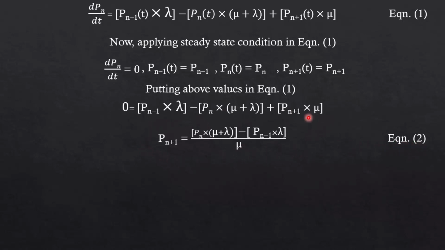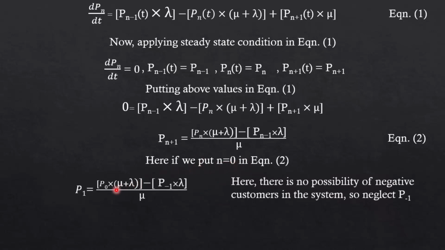Now in this equation 2, let us put the value of n equal to 0. If we put n equal to 0, we will get the equation as P0 plus 1, that means P1, times mu, plus 1 minus P0, P minus 1 into lambda by mu. So this is the equation when we put n equal to 0. Here there is no possibility of negative customers in the system.